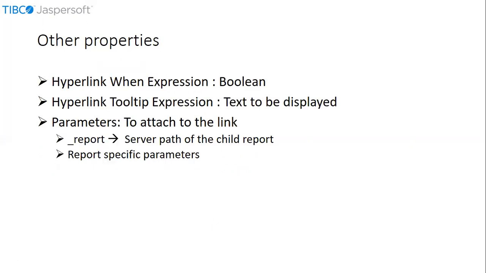Now the other properties included with hyperlinking are hyperlink when expression, hyperlink tooltip expression, and parameters. The hyperlink when expression evaluates a Boolean value. If the expression evaluates to true, then we can say that the hyperlink is enabled. If the expression evaluates to false, then the hyperlink is disabled on the element.